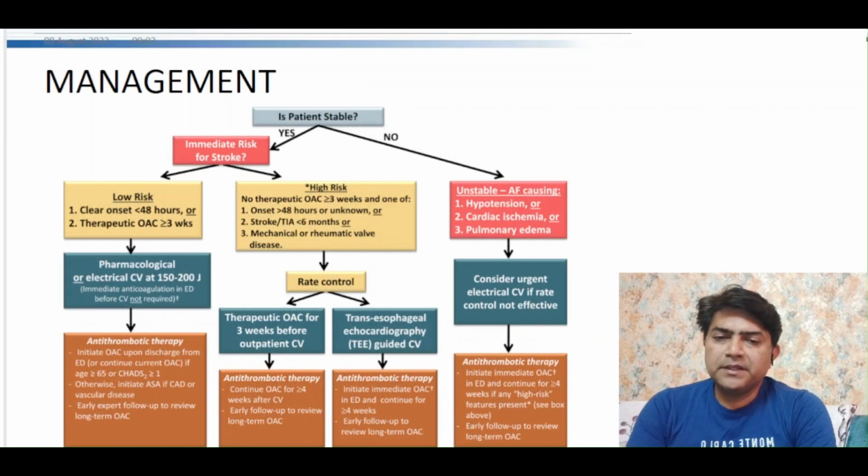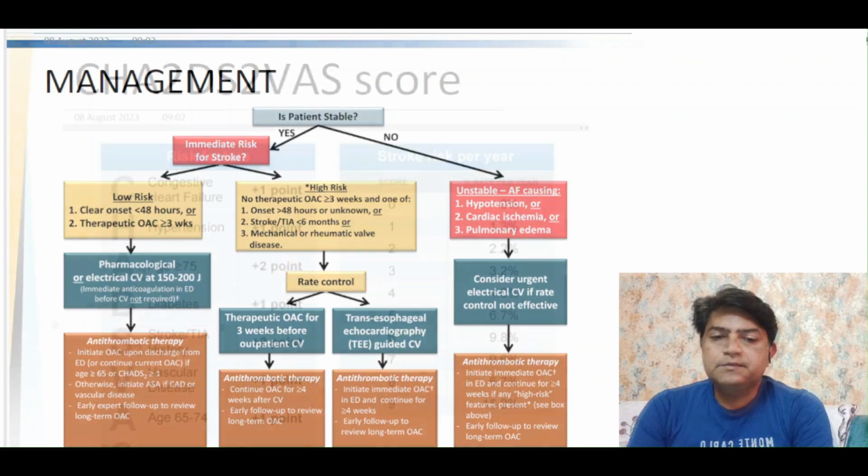Now there is a big flowchart given here. You can pause the video and see. But what I have told broadly, those concepts are only required. And then comes the concept of the CHA2DS2-VASc score, which is important for prevention of stroke in atrial fibrillation patients. And what is the criteria? What is the score above which we give the oral anticoagulant prophylaxis? That we'll see in the next part.